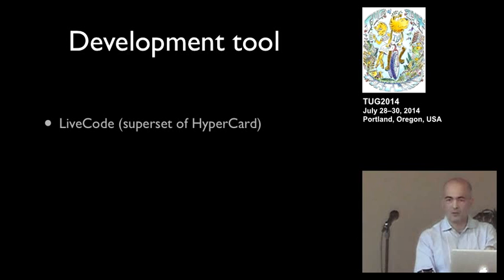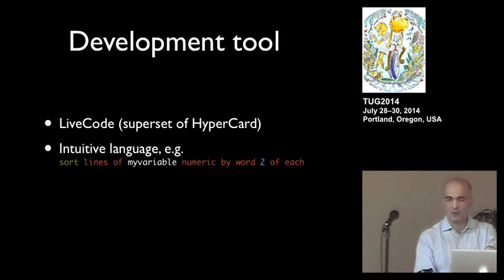The development tool I used for this was a thing called LiveCode. Have a look at it. If you remember HyperCard, this is a superset of HyperCard, which to Apple's shame they killed off for no good reason. Well, for bad reasons, as we discussed, Horace. It's extremely intuitive. Suppose you've got a set of names in a column and you want to sort them according to the surname. This is how you do it. You say sort lines of my variable numeric by word 2 of each. It's one line. In JavaScript, that's about 10 lines. So even people like me can program.